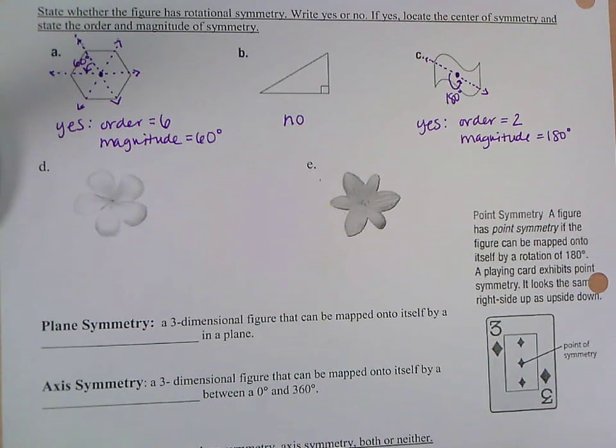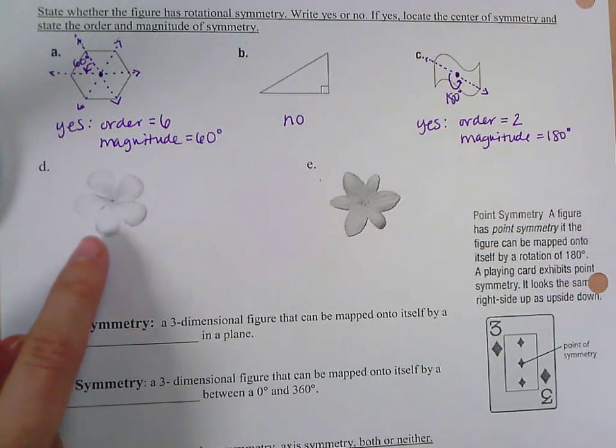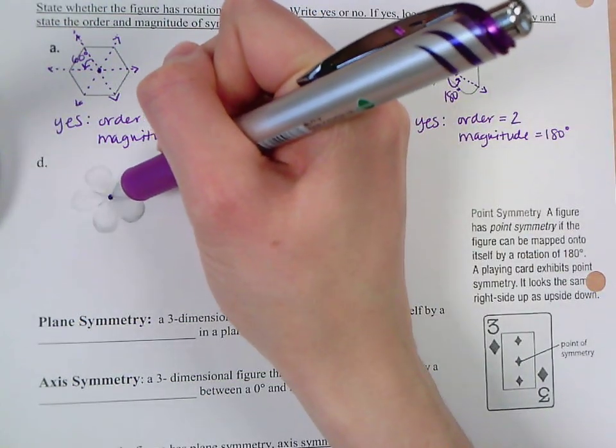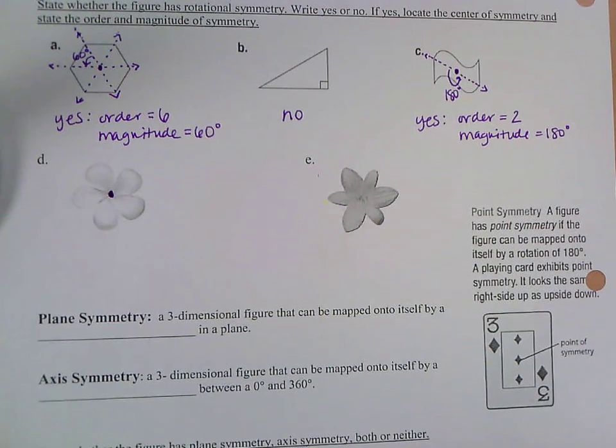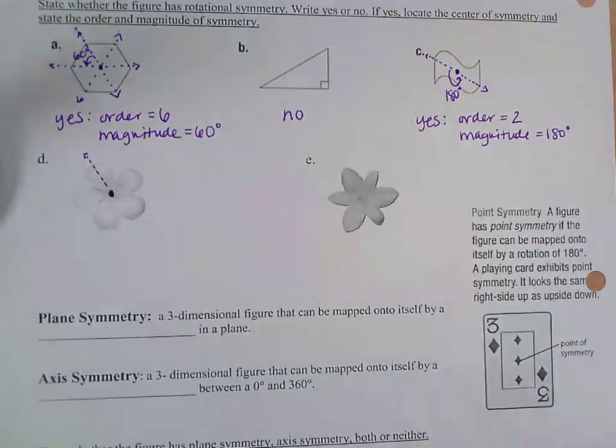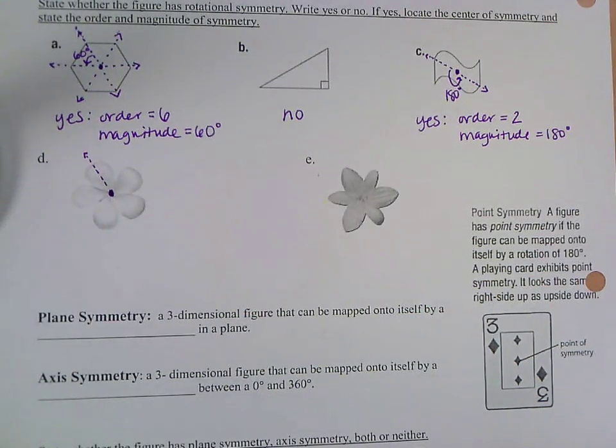Okay, and then we have these two flowers, which you will not have the same answer for both of these. So would you say this flower has rotational symmetry? If you rotate it, it's going to map onto itself. So you'd have the center of your flower. Let's say this is kind of a starting rotation. What would you say the order is? How many rotations would map it onto itself? How many times going around a circle?